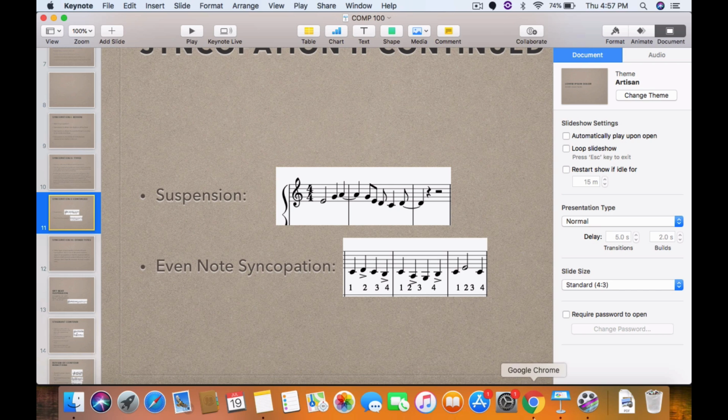So get these images right in your mind right now. These are so common in rhythmic dictation in music that you will see them everywhere once you start to study composition seriously in this course and in future courses.